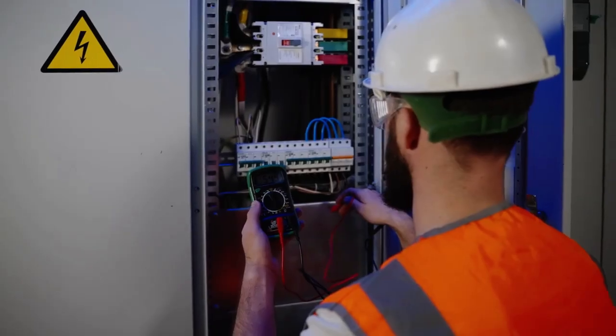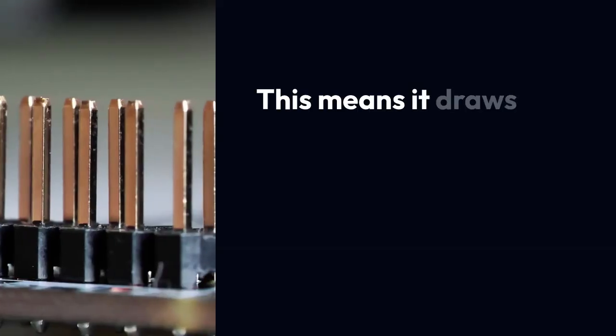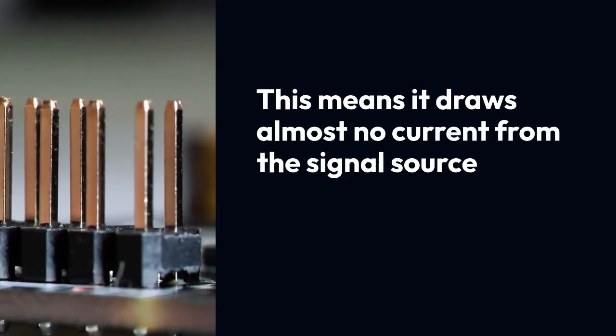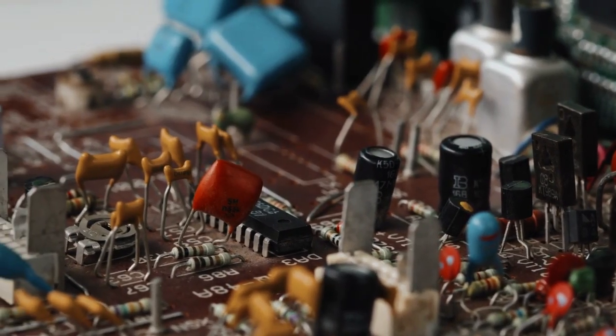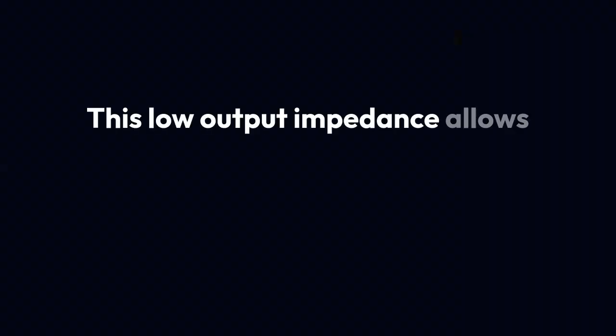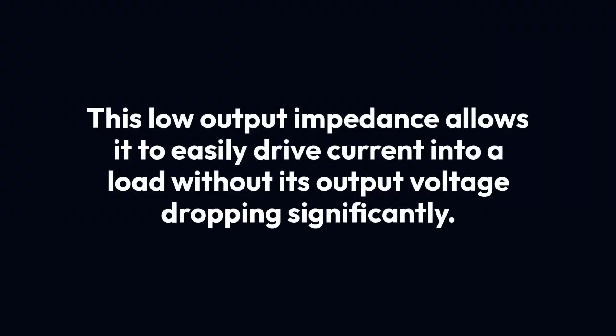A key characteristic of an ideal op-amp is its very high input impedance. This means it draws almost no current from the signal source it's monitoring. On the other hand, it has a very low output impedance. This low output impedance allows it to easily drive current into a load without its output voltage dropping significantly.